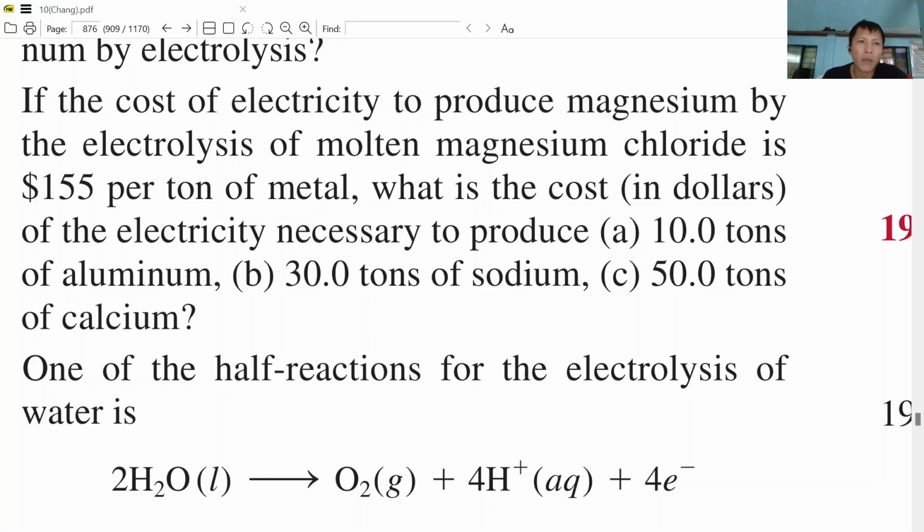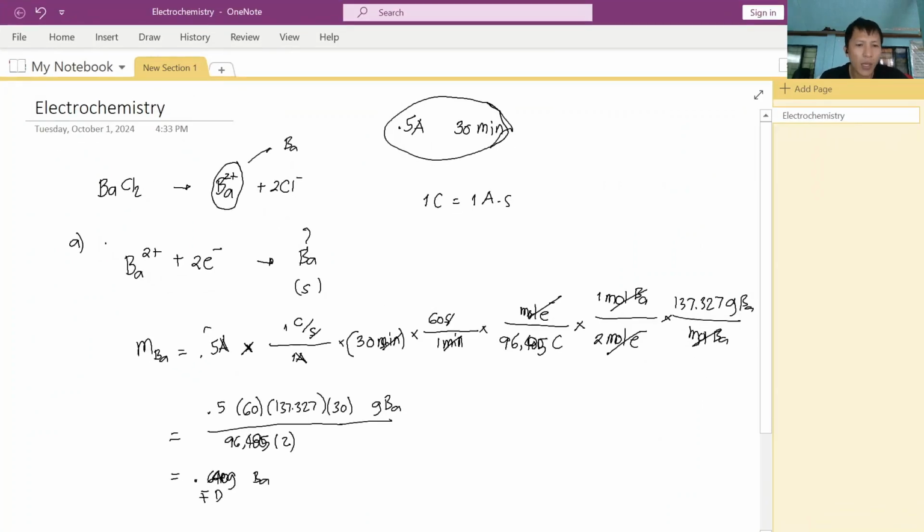But anyway, it's $155 per ton of metal. What is the cost in dollars of the electricity necessary to produce 10 tons of aluminum, 30 tons of sodium, and 50 tons of calcium? So we'll start with 10 tons of aluminum, given this data that for magnesium it is $155 per ton.